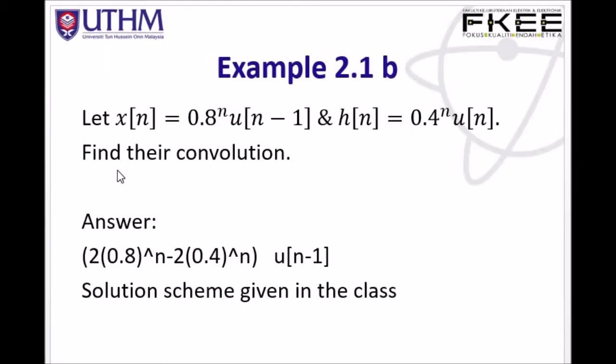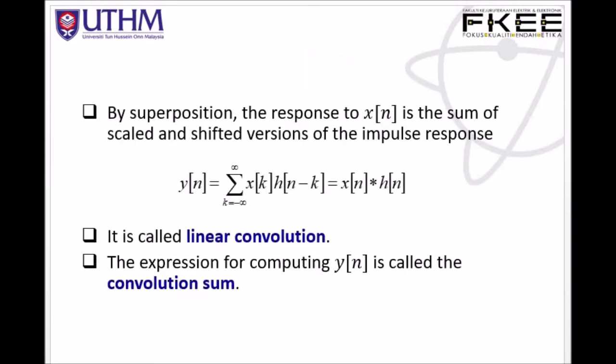Now look at another example. Let x[n] equal 0.8 to the power of n u[n minus 1] and h[n] equal 0.4 to the power of n u[n]. Then find the convolution. Do you still remember the convolution formula? The convolution formula is y[n] equal to the summation of x[k] h[n minus k], equal to x[n] convolved with h[n].